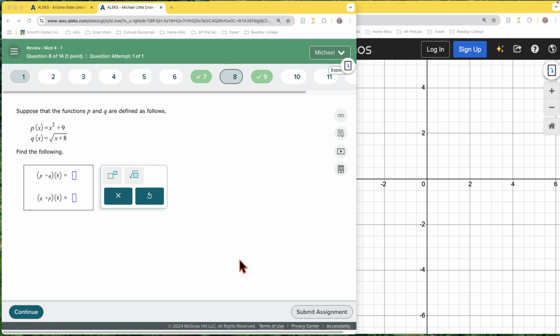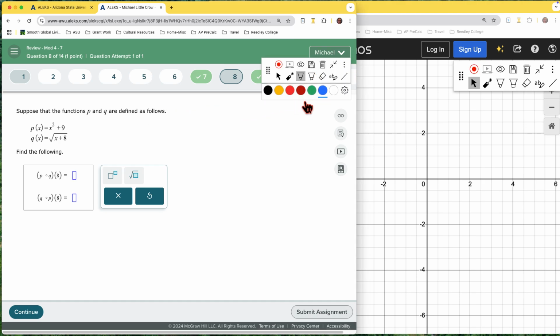Composition of two functions, basic. We're given this problem. We're given two functions. I didn't do this with the quotient, but I'm going to do it here, so we'll use two separate colors. We'll make the p function blue, and then I'll make the q function red so we can see the difference. And then we've got two separate questions.